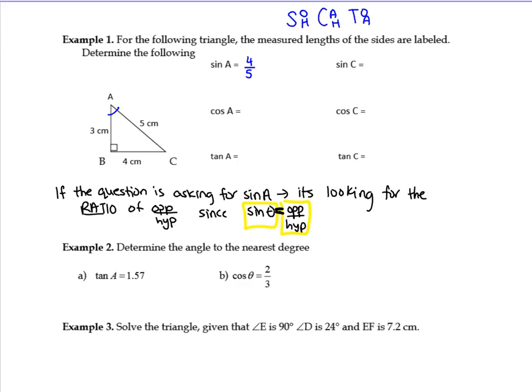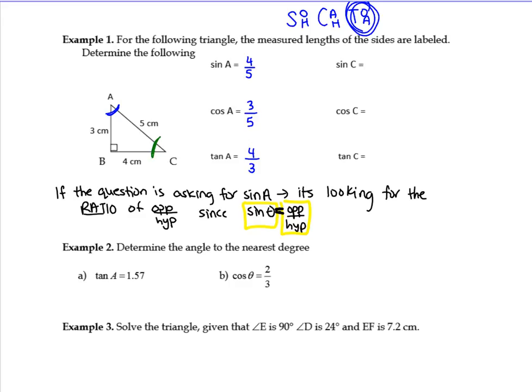Cos of A would be the adjacent of A over the hypotenuse. Well, hypotenuse doesn't change. So what's the adjacent? 3 over 5. Okay. And last, tan is opposite over adjacent. So what's opposite from A? 4 divided by adjacent to A? 3. So I'd like you to try for angle C now.